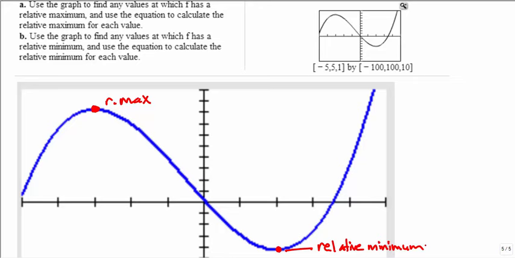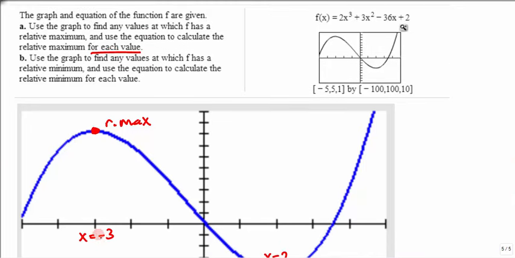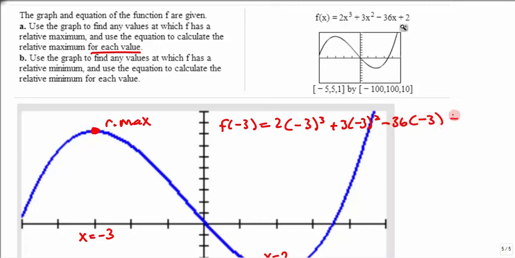So for our relative max, we can see that this is occurring at x equal -3, and our relative min is occurring at x equal 2. If they want us to find the relative maximum for each value, they basically want us to plug -3 into my function. So f of -3, I'd have 2 times -3 quantity cubed plus 3 times -3 quantity squared minus 36 times -3 plus 2. And now that's for my relative max.